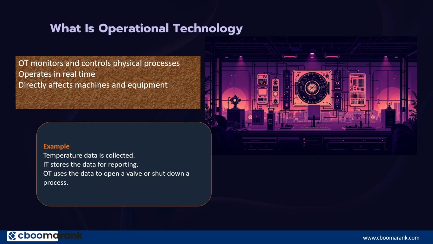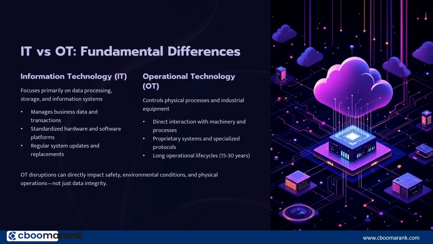So it is now time to distinguish between IT versus OT. They have their own fundamental differences. Now, let's compare this with the traditional IT environment. Information technology focuses primarily on data processing and information management. Examples of IT environments include corporate networks, databases, email systems, web servers, and enterprise applications.